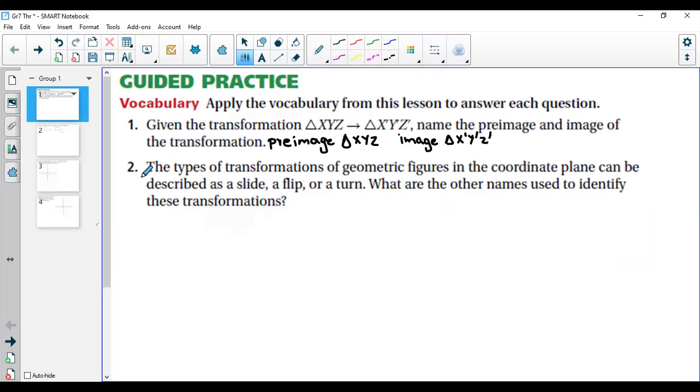Yes. Number 2, the types of transformation of geometric figures in the coordinate plane can be described as a slide, a flip, or a turn. So when I'm explaining, I did use these words. What are the other names used to identify these transformations? Now, what are the mathematical words used instead of slide? We learned about 3 transformations, right? Translation, reflection, rotation. So slide comes under which one? It comes under translation, because it's just moving away.